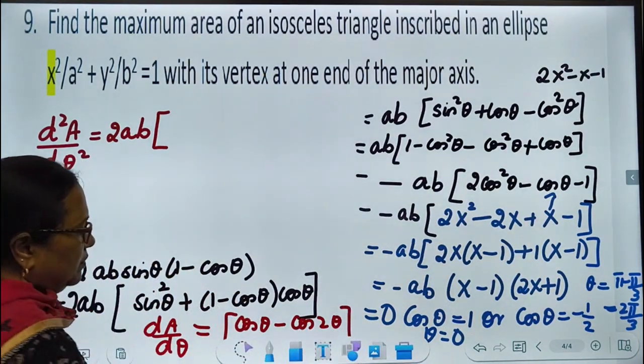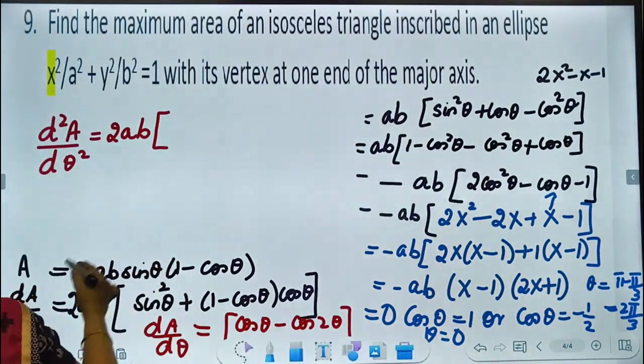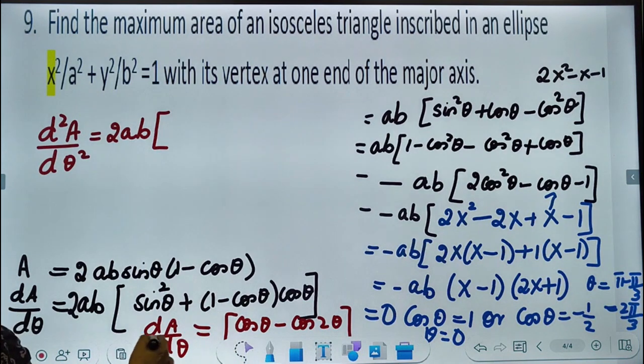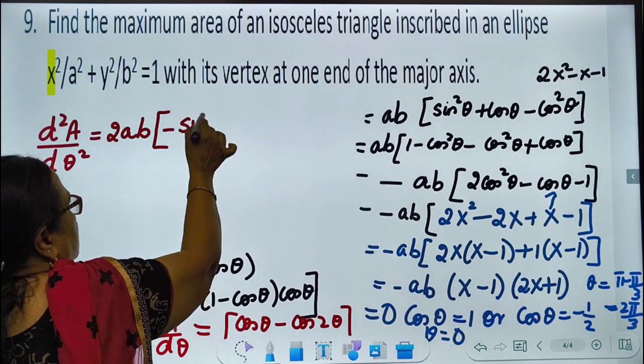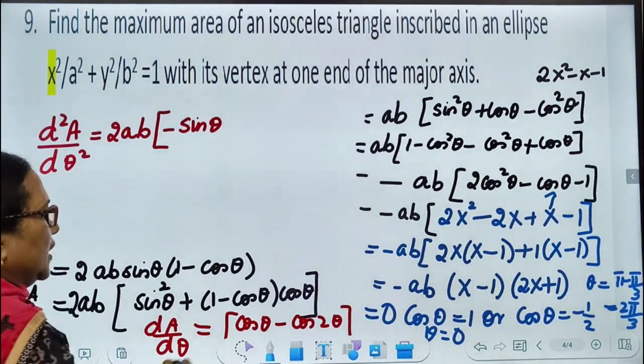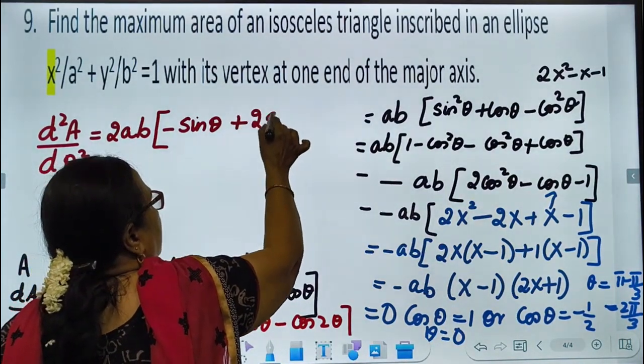Correct? What is cos 2 theta? Cos square theta minus sin square theta. So I have to differentiate now again. So cos theta, when I differentiate, I will get minus sin theta, right? And when I differentiate cos 2 theta, I will get minus 2 sin 2 theta.